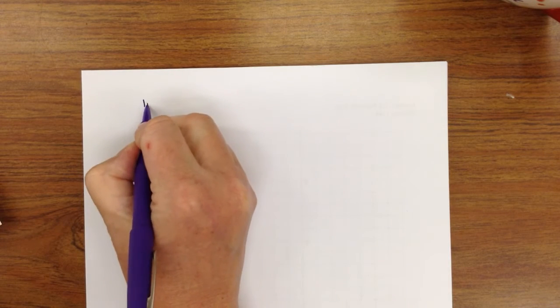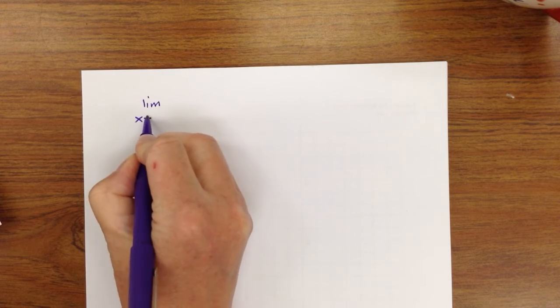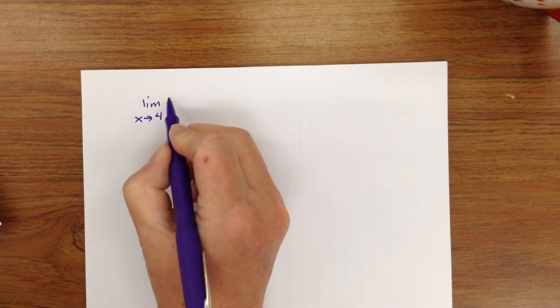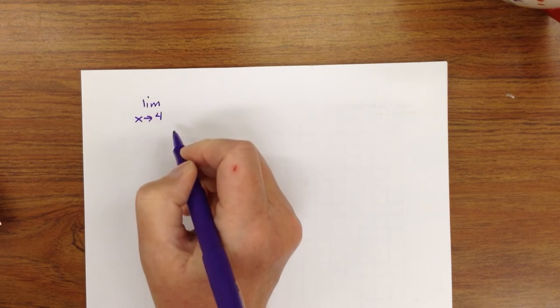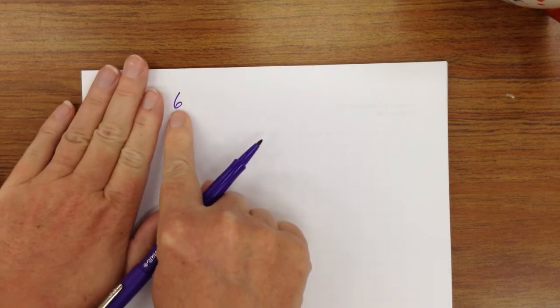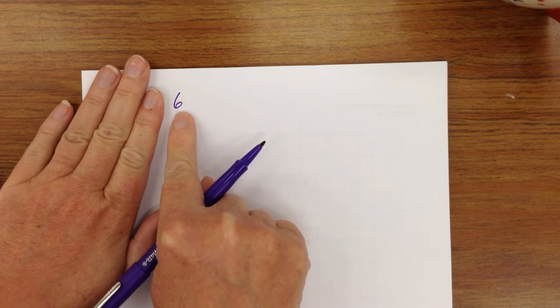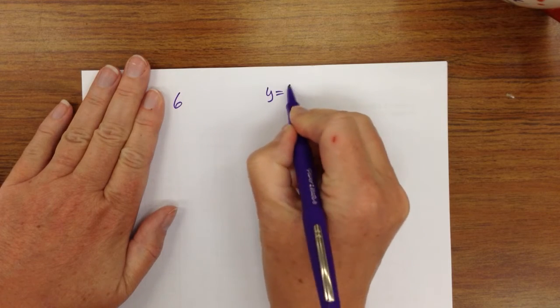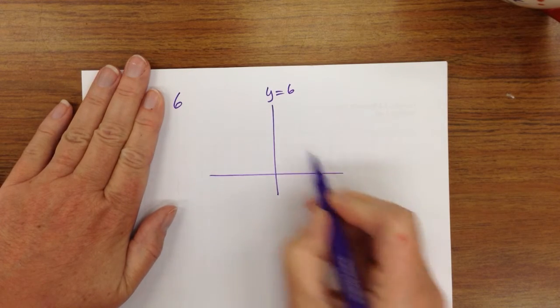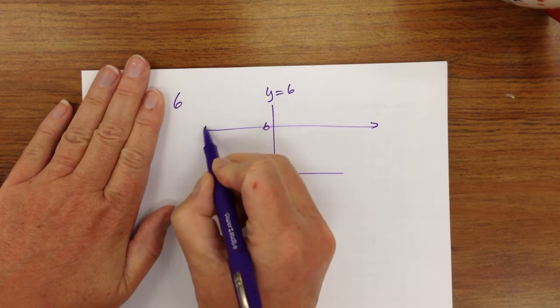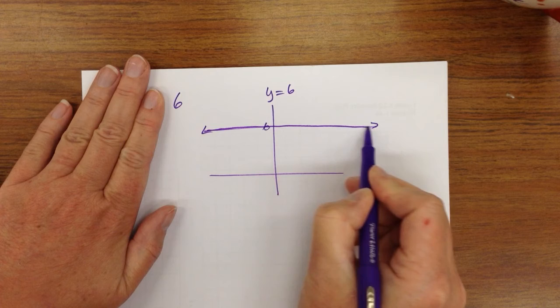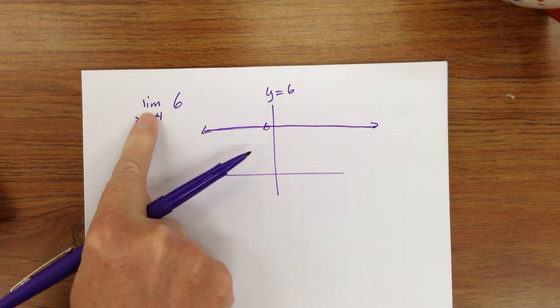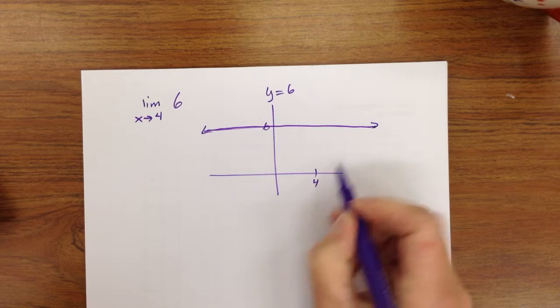Consider with me the following limit. What is the limit as x approaches 4 for the function f of x equals 6? Like y equals 6. Well, what does the function y equals 6 look like? Isn't that just a horizontal line at a height of 6? Yes, it is. All of those dots are lining up at a height of 6. And the question is, what is the limit as x approaches 4?